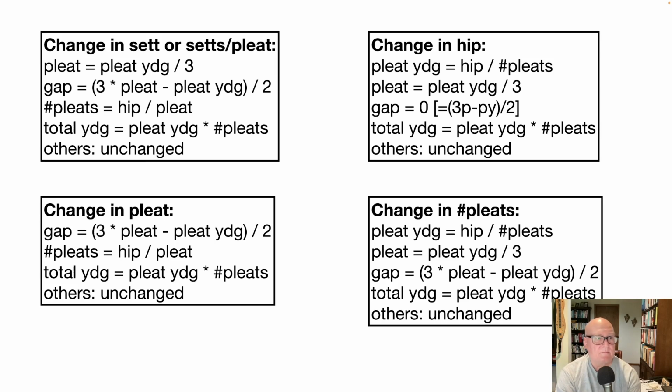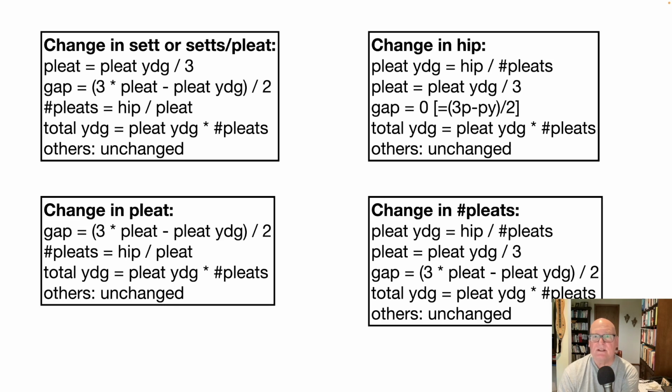The pleat itself we divide by 3 to make a standard box pleat. I don't have a picture handy, but it looks kind of like that. Number of pleats then is hip size divided by pleatWidth, which changed, so we have to adjust that. Total yardage is affected by changes in number of pleats, so we update that.